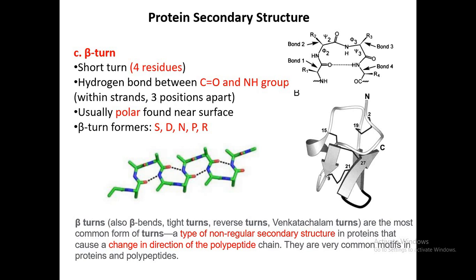The beta turn is the most common form of turn, and it is a type of non-regular secondary structure. The turn consists of 4 amino acid residues. So what is an amino acid residue? The amino acid is a monomer having an alpha carbon joined with 4 different groups: one is the carboxylic group, one is the amino group, one is the hydrogen atom, and one is the R side chain.